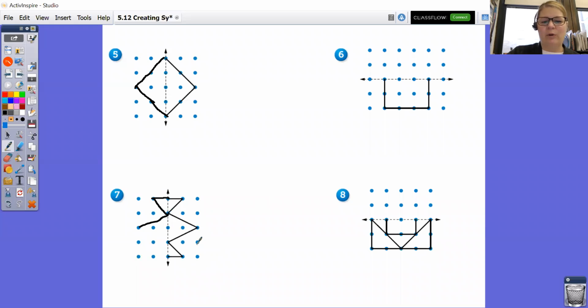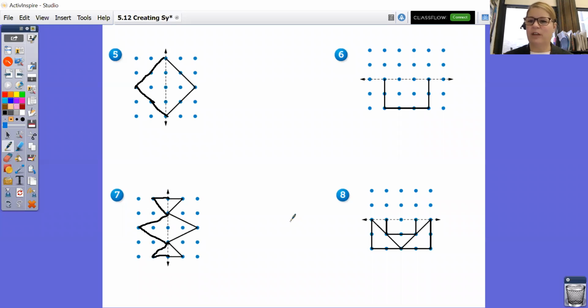Then I'm going to go down 1 and in 2. Down 1, in 2, and connect my dots again. Now I have one more. I'm in the middle. I'm going to go down 1, out 1, down 1, out 1, and connect my dots. And lastly, I'm going to bring it all back to the middle.